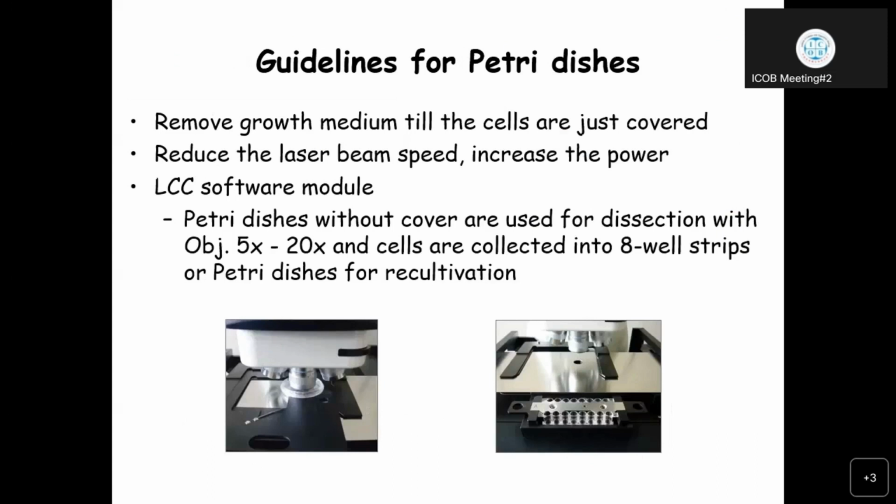If you want to cut living cells, you need to culture the cells on a Petri dish with PET membrane. Before cutting, remember to remove the medium. Here the cells are just covered. Too much medium results in the cells having trouble falling into the collector. For the laser setting, try to reduce speed and increase the laser power. Please notice that the highest magnification objective used for living cell cutting is 20X.